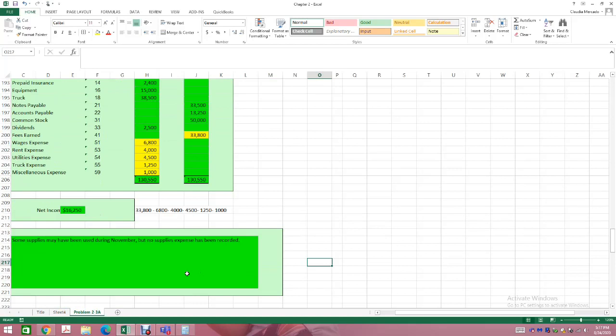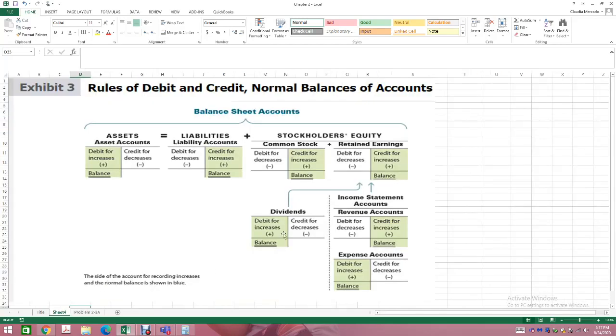Adjustments are going to be covered in Chapter 3, and we'll go over that in a lot of detail in Chapter 3. For now, for Chapter 2, make sure that you always go back and that you are very comfortable when you're recording transactions and understanding whether you need to debit or credit an account. You need to know whether the transaction that you have in front of you affects what type of account. Is it an asset, a liability, stockholders equity, revenue, dividends, or expense account?